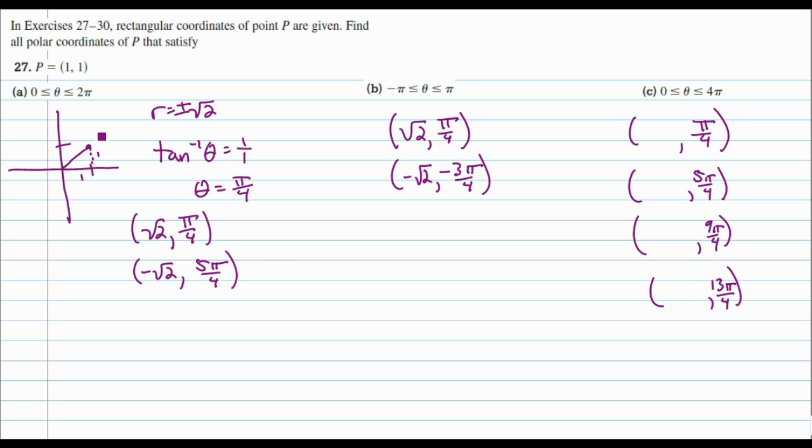So pi over 4 lands in quadrant 1, I can use positive square root 2. Same with 9 pi over 4. But 5 pi over 4's terminal ray lands in quadrant 3, so I have to use negative square root 2 in both 5 pi over 4 and 13 pi over 4's coordinates.